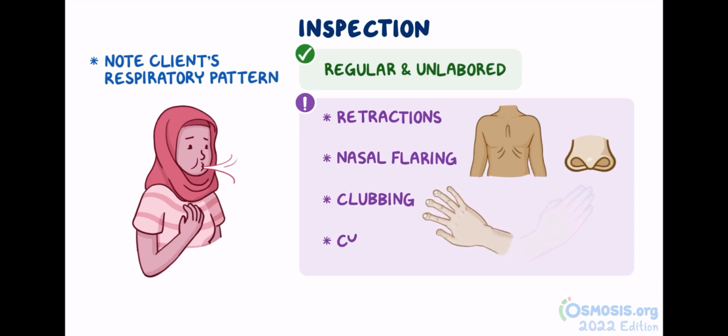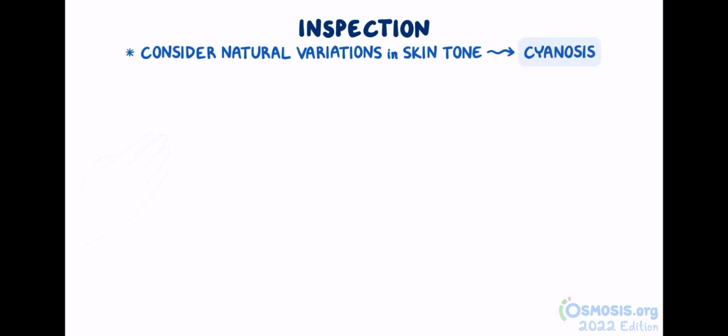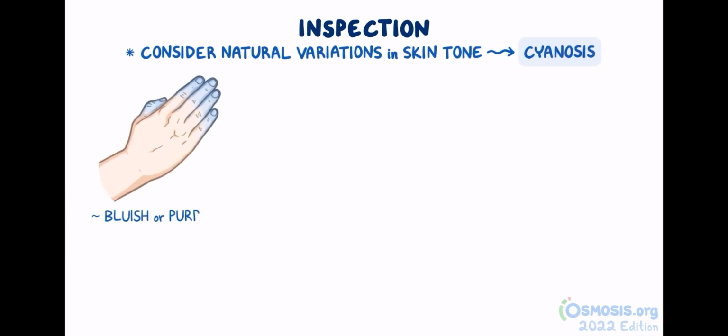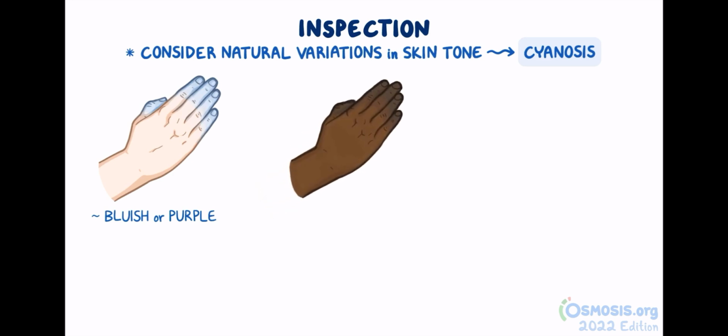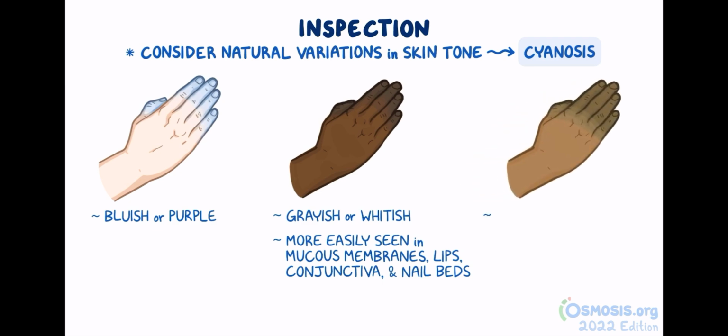Also, check your client for cyanosis, or the bluish discoloration of the skin, mucous membranes, and nail beds. That is a late sign of hypoxia. When assessing for color changes, remember to always consider the natural variations in skin tone. For example, cyanosis in a client with light skin will appear as blue or purplish coloring. On the other hand, in clients with darker skin, cyanosis can appear as a grayish or whitish discoloration, which can be more easily seen in the mucous membranes, lips, conjunctiva, and nail beds. In clients with a more olive complexion, cyanosis can take on a gray or greenish hue.